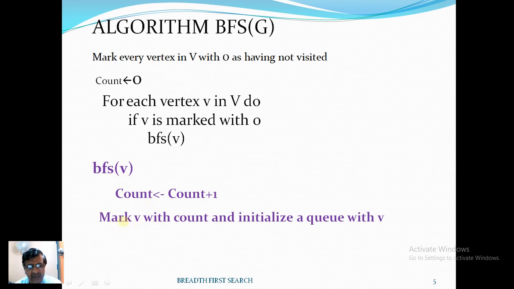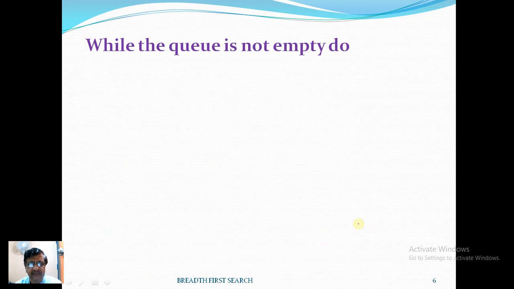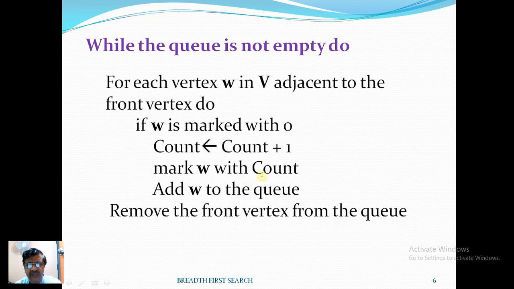So this V will be marked with count, which is 1 to start with, and initialize a queue Q with V. So the first vertex enters into the queue. Then, while the queue is not empty, do the following: for each vertex W, some other vertex which is directly connected to V, that is, for each vertex W in V adjacent to the front vertex, do.